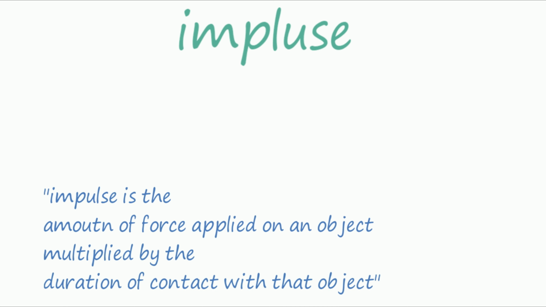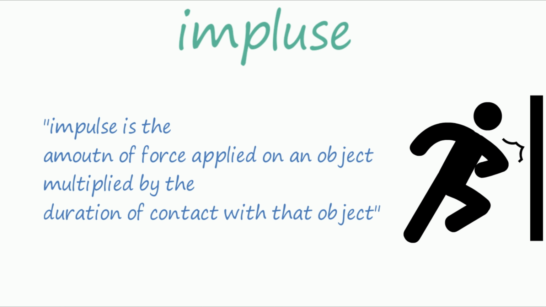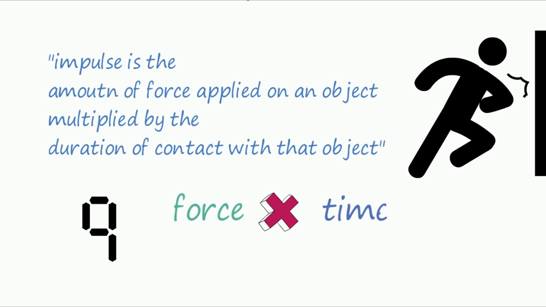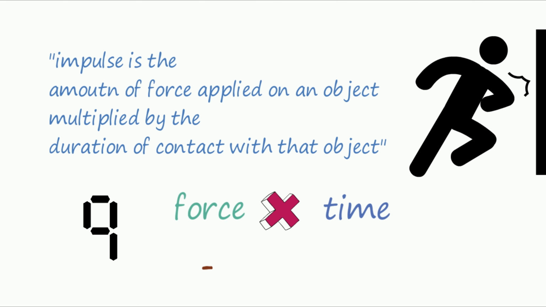Impulse is the amount of force applied on an object multiplied by the duration of contact with that object. So the greater the time of contact, the greater the impulse. The expression is force times time, and the dimensional formula becomes M L T to the power minus 1.